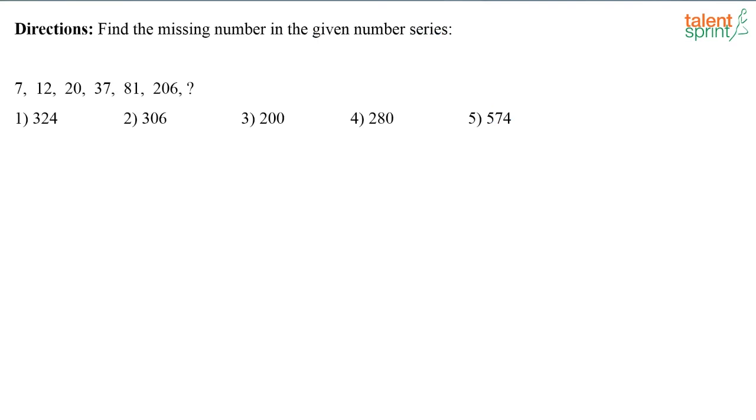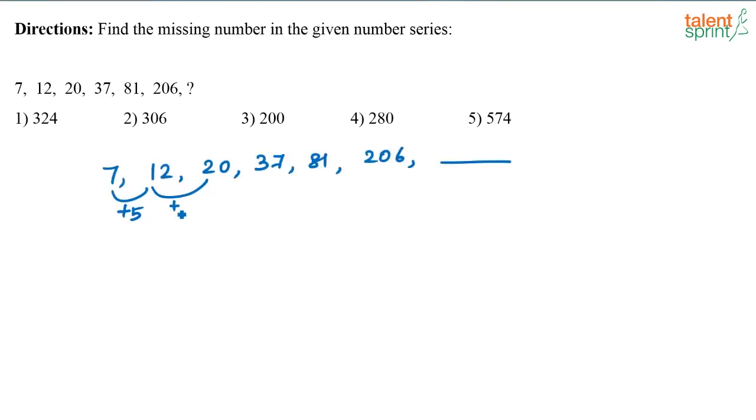Next one. The next question is on number series 7, 12, 20, 37, 81, 206, question mark. Try this and tell me the answer. So, what is the logic that's been used here? 7 plus 5 is 12. 12 plus 8 is 20. So, 20 plus 17 is 37.